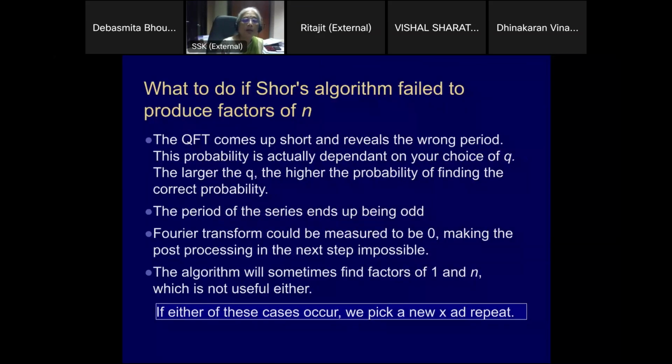Another case could be somehow by your calculation, the value of the R turns out to be odd. Then R by 2 cannot be computed. Okay. Or another case could be the Fourier transform measured to be 0. Therefore, if M is 0, then you cannot find out R from Q. Okay. Or if the algorithm finds the factors are 1 and small n, that is also not useful. So in these cases, what do you do? You pick a new x and repeat. Okay.